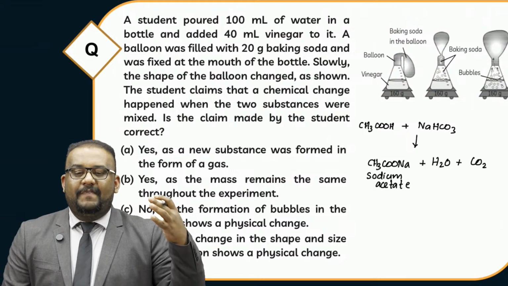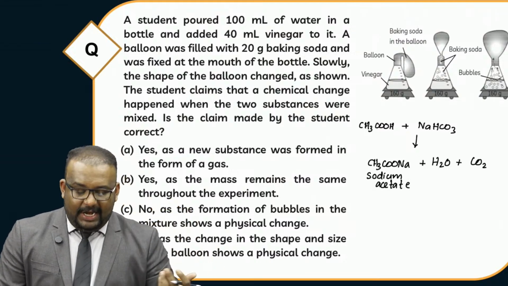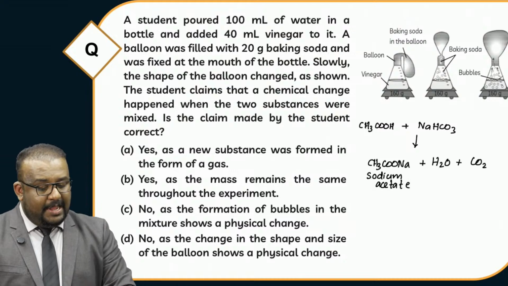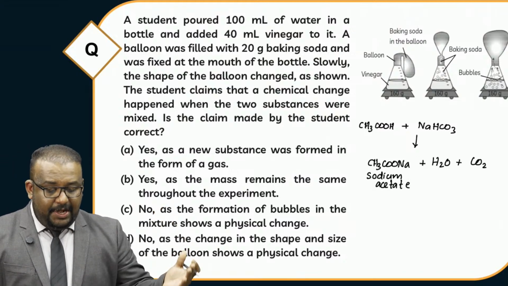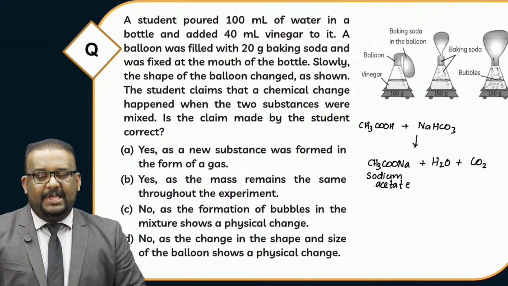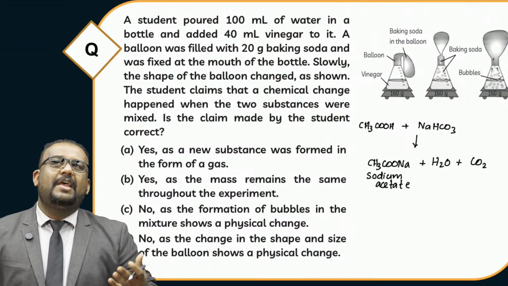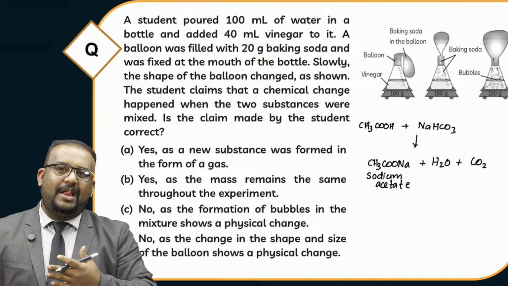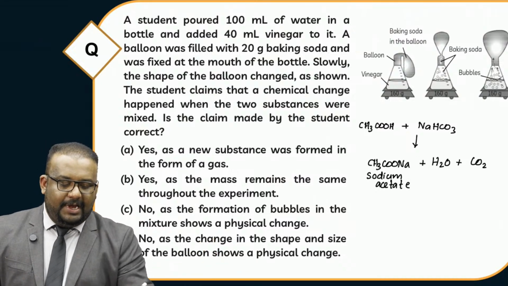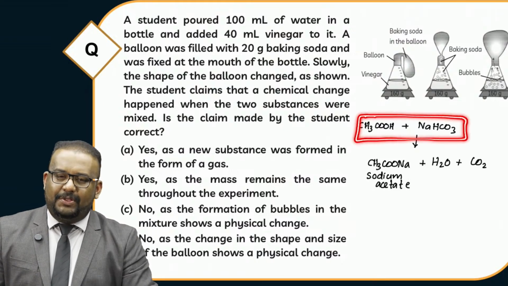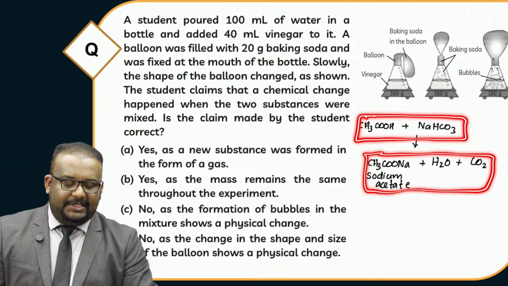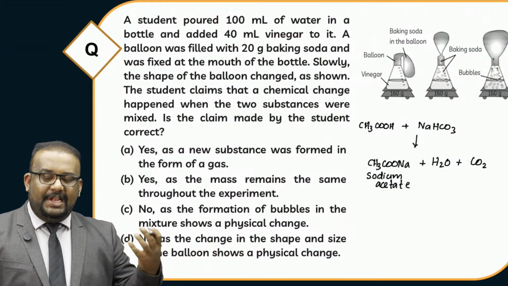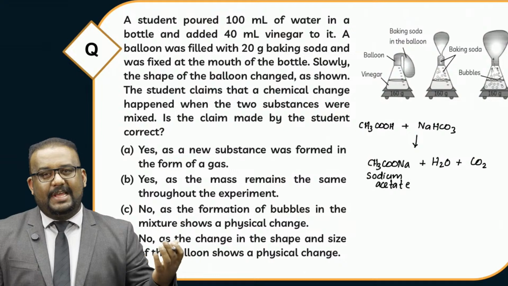See, you have studied that whenever a chemical change happens, there are a lot of signs. So let us go through these options and see what is the best fit choice for this particular statement. So option A says, yes, as a new substance was formed in the form of a gas. See, that is pretty much true, because every time a chemical reaction happens, the reactants are changing into products, and the chemical integrity of the reactants is completely gone. Before the reaction, we have CH3COOH and NaHCO3. They are two different compounds. But after the reaction, you are having CH3COONa and CO2 and H2O. They are completely different. So since there is a change in the chemical integrity of the reacting species, we can say that it is a chemical change.